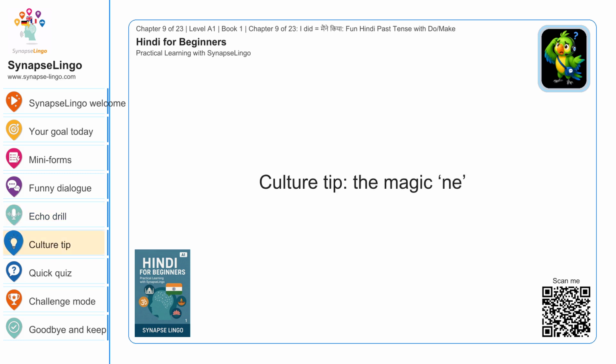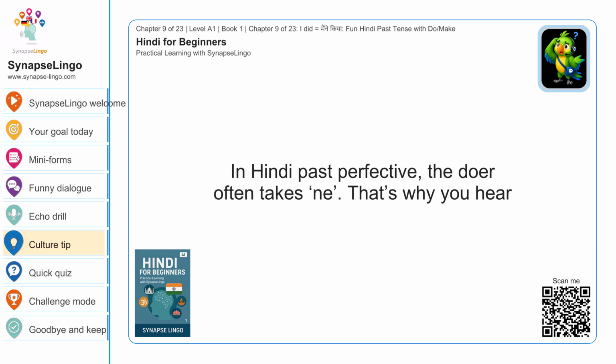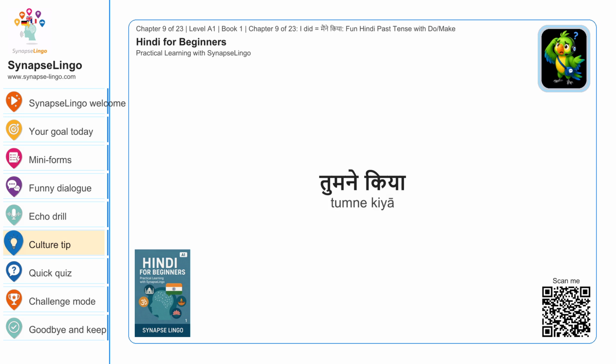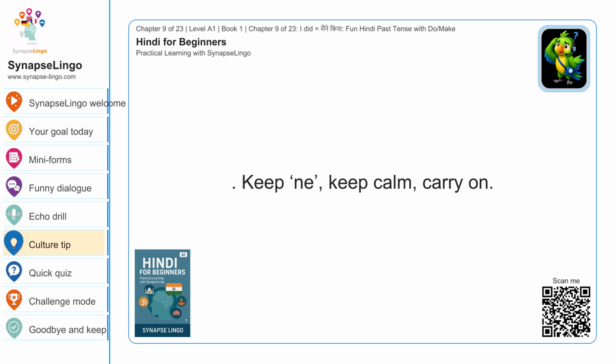Culture tip. The magic, nay. Tiny word, huge power, nay. In Hindi past perfective, the doer often takes नE. That's why you hear मैंने किया, तुमने किया, उसने किया, हमने किया. And for make, forms like इसने बनाया, तुम सब ने बनाया, उन्होंने बनाया. Keep nay, keep calm, carry on.